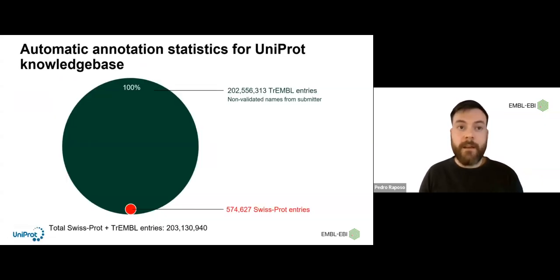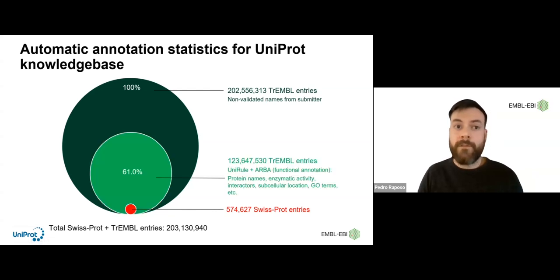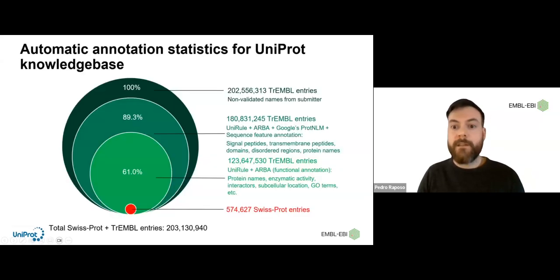This diagram represents the number of proteins in the UniProt knowledge base. The large dark green circle represents TrEMBL with about 202 million proteins, while the red circle represents SwissProt with 574,000 proteins. Overall, UniRule and ARBA cover about 61% of TrEMBL. And if we take into account all of our automatic annotation systems, we can cover 89% of TrEMBL so far.